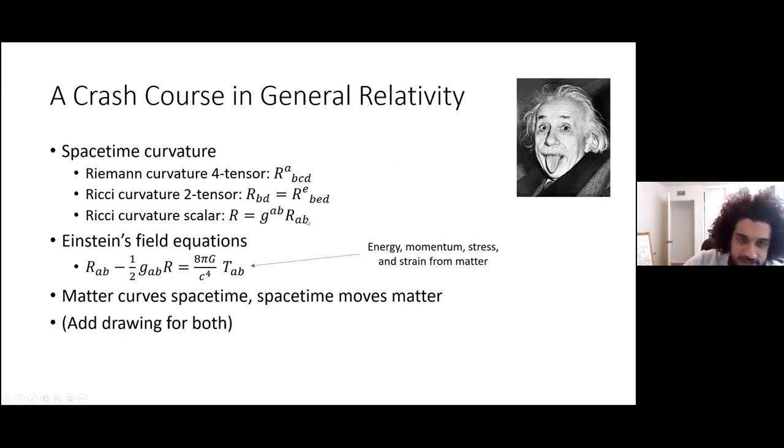And we can further contract to get this Ricci scalar, and Einstein's field equations combine the two, the tensor and the scalar with the metric, into this field equation where we have the curvature on the left-hand side of the equation and energy, momentum, and stress and strain, the energy-momentum tensor, on the right-hand side.